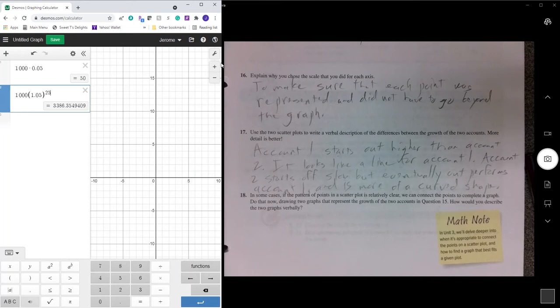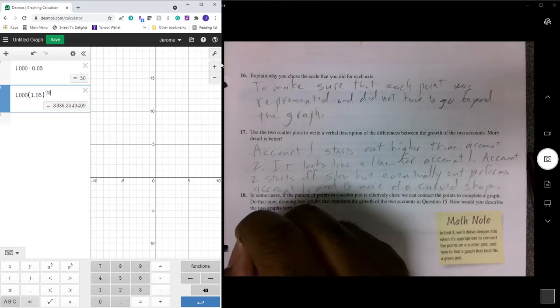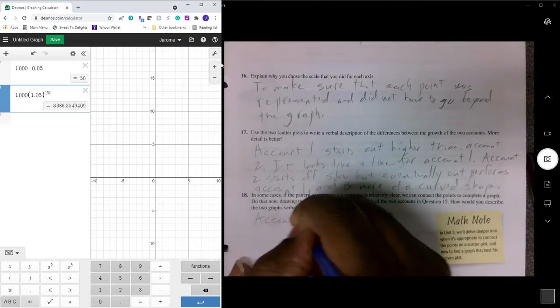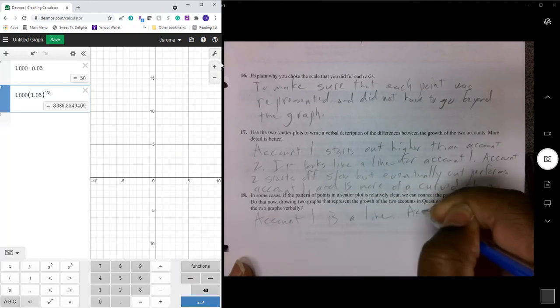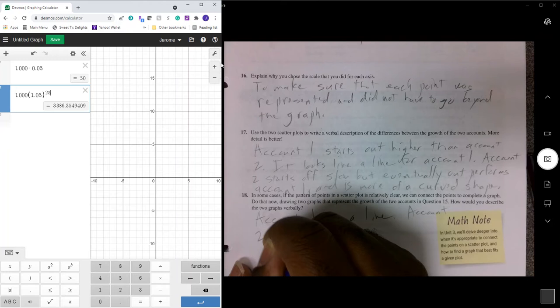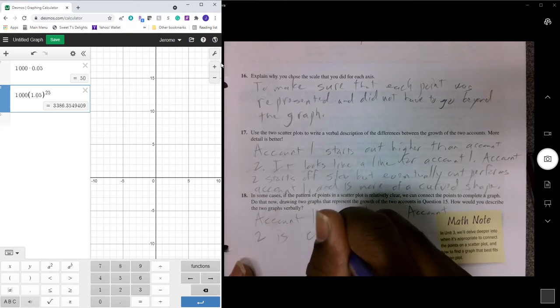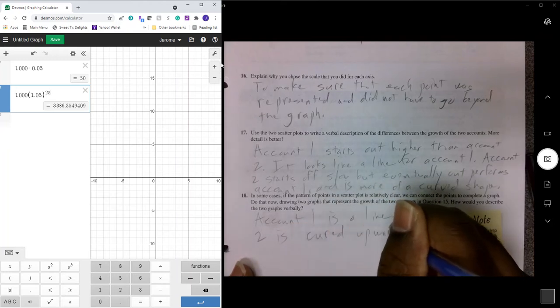Number 18. In some cases, if the pattern of points in a scatter plot is relatively clear, we can connect the points to complete a graph. Do that now, drawing two graphs that represent the growth of two accounts in question 15. How would you describe the two graphs verbally? Okay, well, account 1 is a line. Account 2 is curved upward.